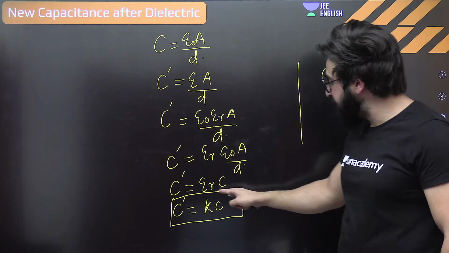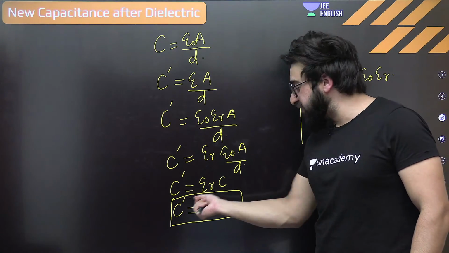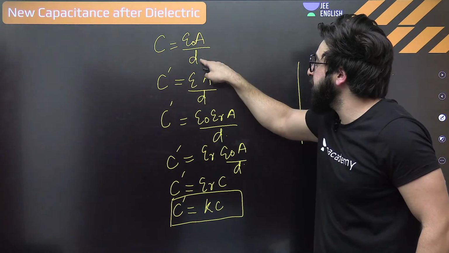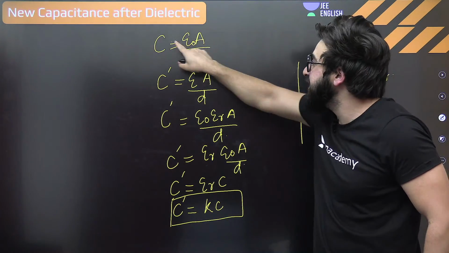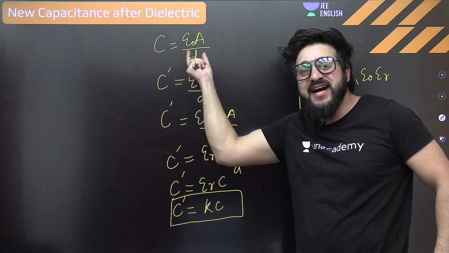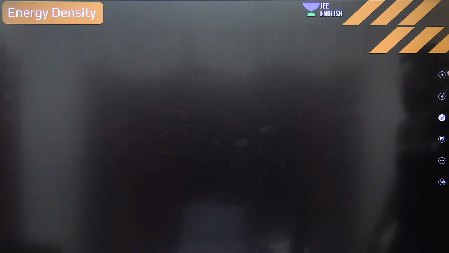Because it depends upon the medium. Capacitance depends upon the medium. So if it depends upon the medium, obviously it will change. This epsilon naught A by D depends upon the area, this D. So capacitance has to increase because it depends upon the medium. That's why. Try to get it like that. Now, energy density we need to find out in this case. What is this energy density all about? Everybody getting this?